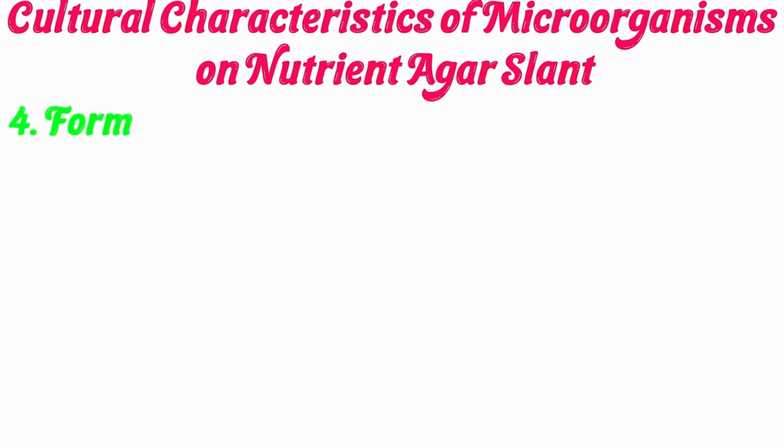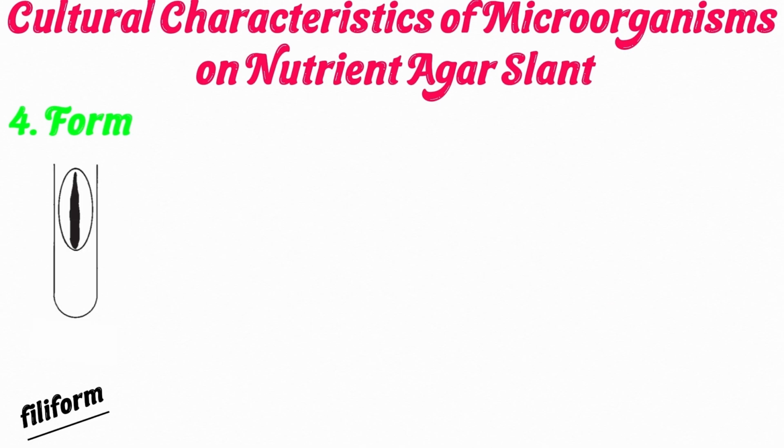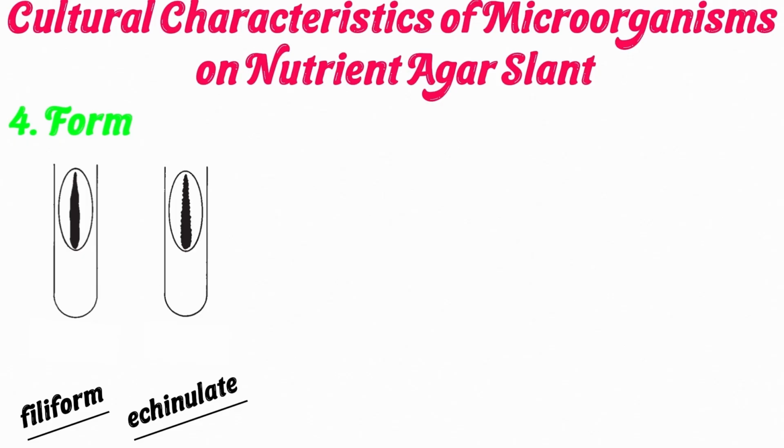Let's understand each type one by one. Filiform. The word filiform comes from the Latin word meaning thread-like. Growth appears as a smooth continuous line. The edges remain even and regular. Acuminate. The word acuminate comes from a word meaning spiny or prickly. Growth remains continuous but has rough, irregular edges.